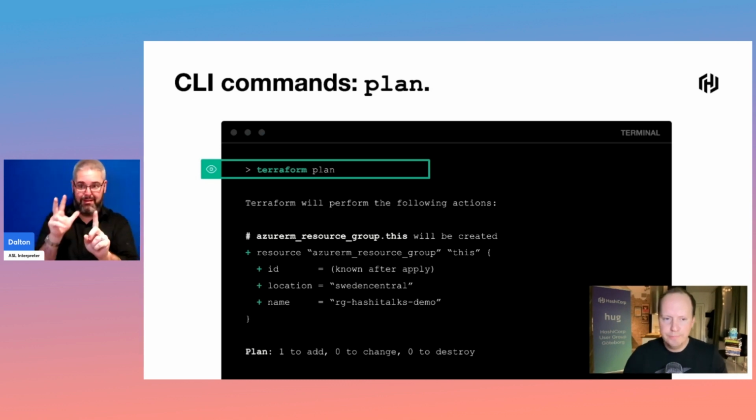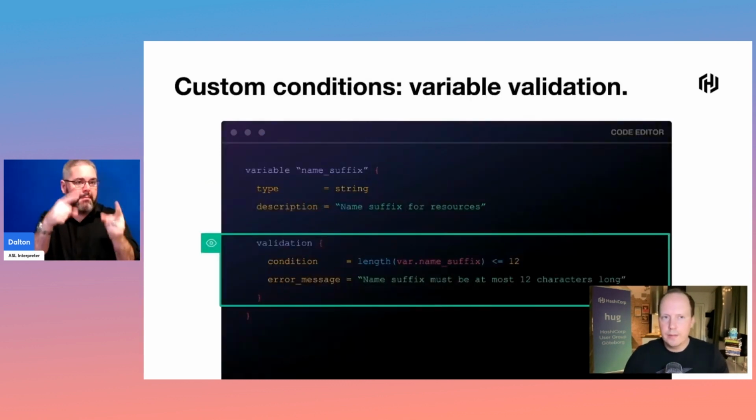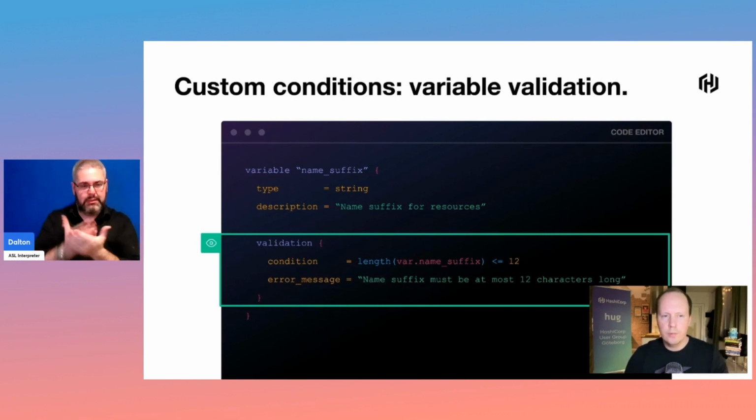All right, this brings us to the declarative validations. For our variables, we can include validation blocks where we can specify certain conditions that the value should fulfill. So this allows you to make sure that your module consumers are providing good values for your variables.